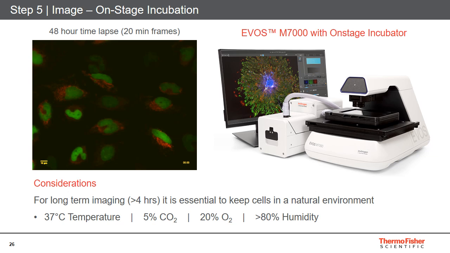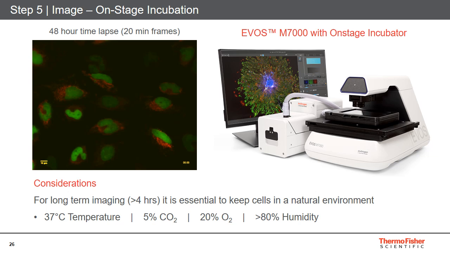The idea behind keeping the humidity high is that you prevent evaporation of your media over time as it sits on the microscope. The higher you can keep the humidity, the less evaporation you'll have, and the longer you can image. So here we have an example of a 48-hour time lapse, taking images every 2 frames, on one of our EVOS M7000 microscopes. This EVOS M7000 is equipped with an on-stage incubator that you can see there to the left of the microscope.